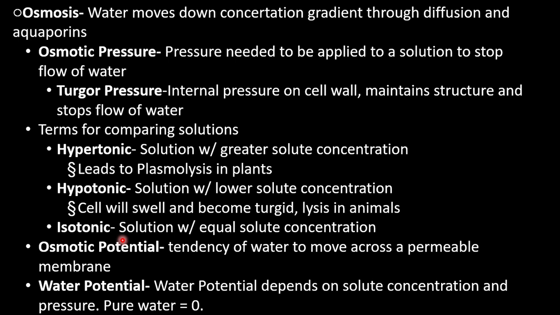Isotonic means they're equal, meaning that the net flow of water will be zero. This doesn't mean no water is flowing. This just means that the water moving in both directions cancels each other out, and the net movement will be zero.